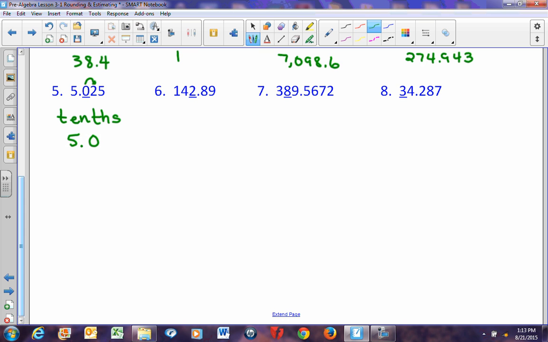Number 6, 142.89. The 2 is in the ones position. If we go to the right, it's 5 or greater, so we round to 143.